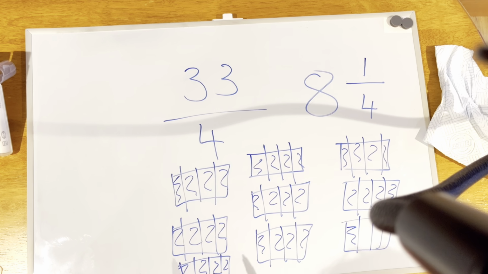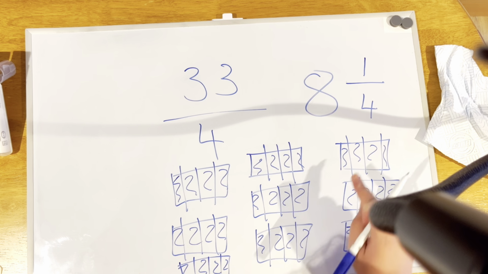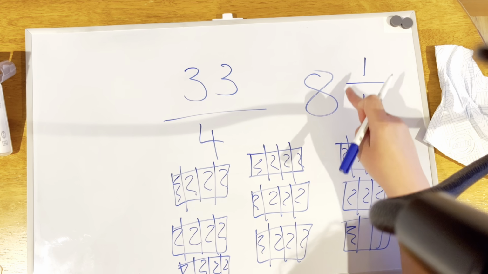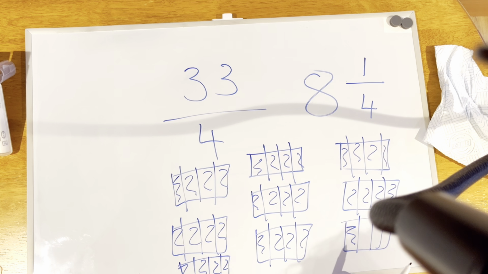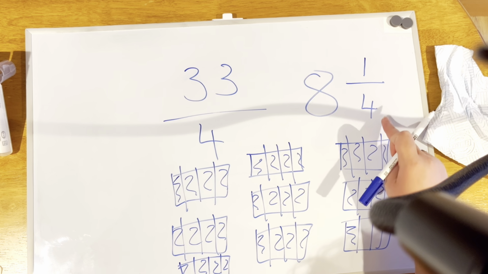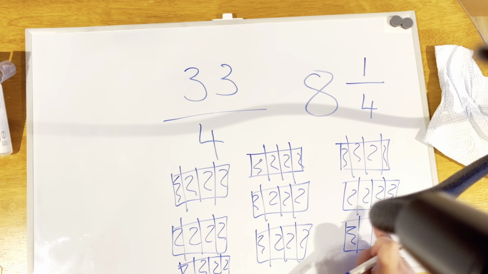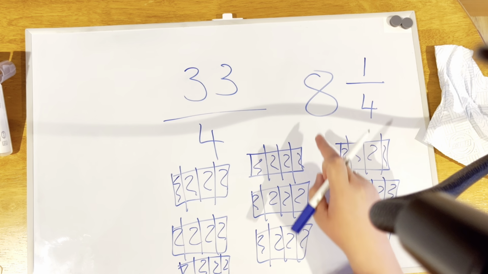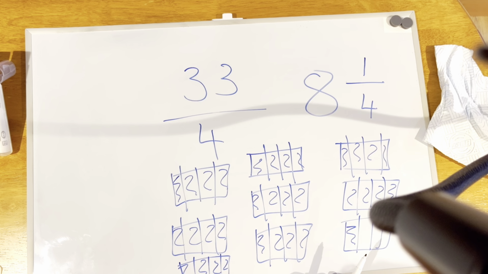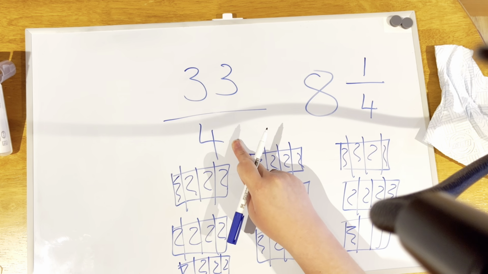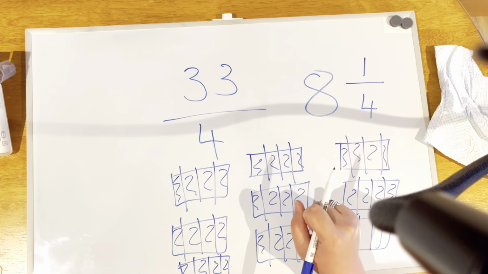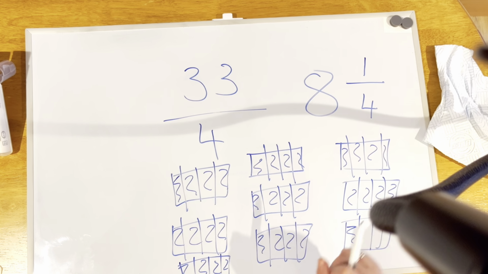So how many whole chocolate bars do I have? 1, 2, 3, 4, 5, 6, 7, 8. 8 whole chocolate bars. And how many more do I have in my last chocolate bar? 1 piece of my last chocolate bar that is split into 4. So 8 whole chocolate bars and 1 piece of my last one. So 8 and 1/4. So 33/4 as a mixed number is 8 and 1/4.